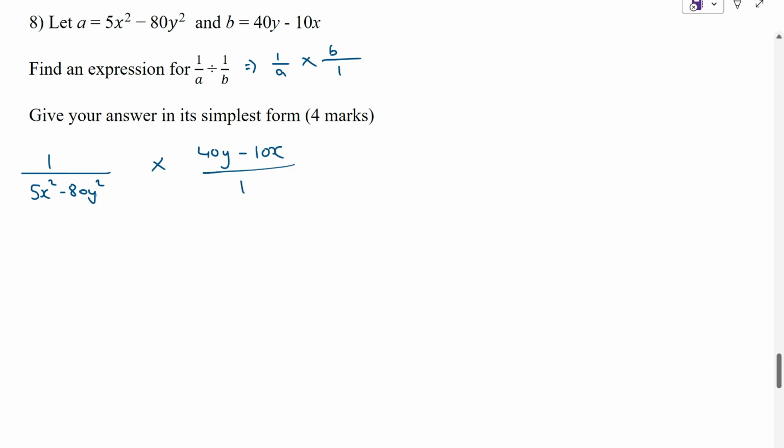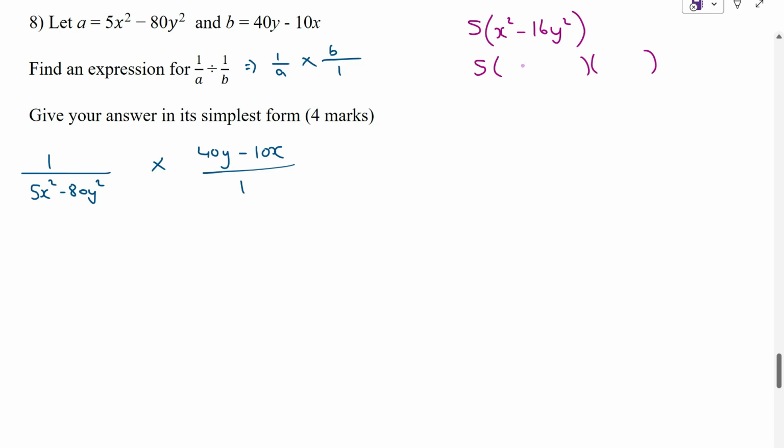Now before we go ahead and multiply, again, let's see if we can factorize these terms. This has x squared, this has y squared, so we can't take any letters out, but we can take out 5 as a common factor to start off with. So 5 brackets x squared minus 16y squared. And if you notice this minus sign and this square number here, this is actually the difference of two squares. So we can further factorize this bracket here.